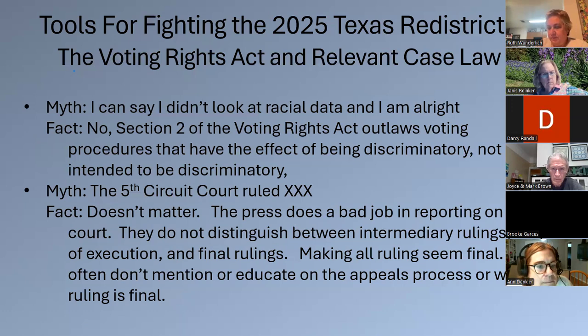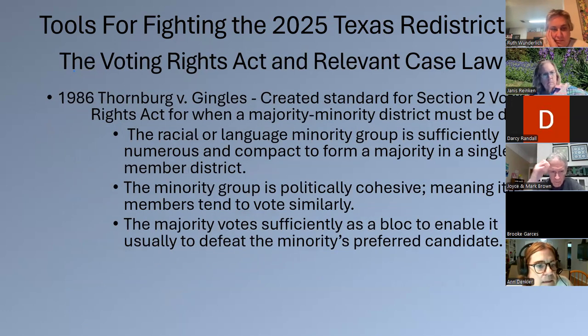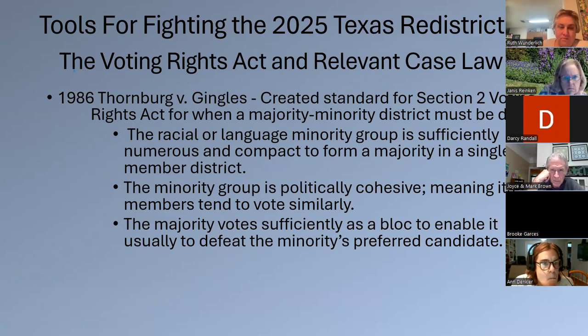Next, the biggest case in Section 2 cases is Thornburg v. Gingles in 1986. It actually gave a description of what a racial voice is. It says that a minority group is sufficiently large enough to form a single member district, and that the group is cohesive, and that bloc would have the ability to elect the candidate of its choice. Not necessarily always get the candidate, but they will prevail. And that gives the minority the voice.